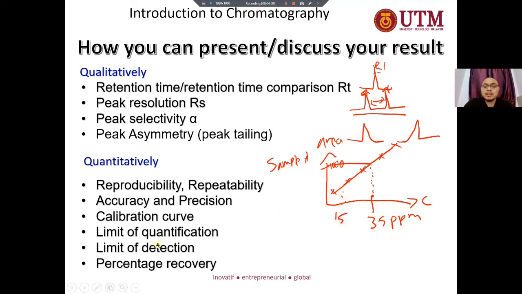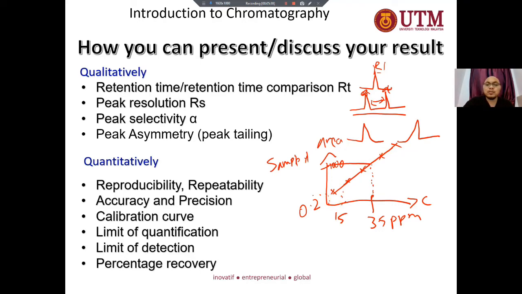What is the limit of detection? Limit of detection is the lowest amount of the analyte that can be detected. But before we go further, for example, the LOD you determine as 0.2, but your calibration curve you make from 1 to 5 ppm only. Because you start from 1 ppm, you cannot use the curve to determine the concentration.